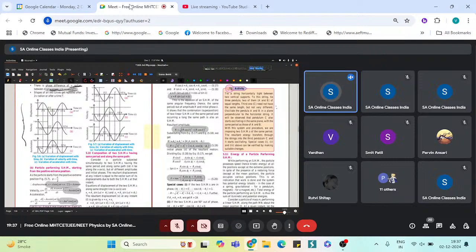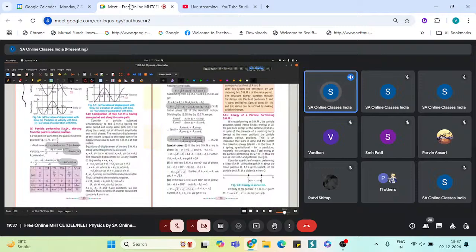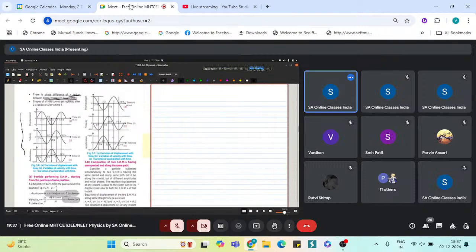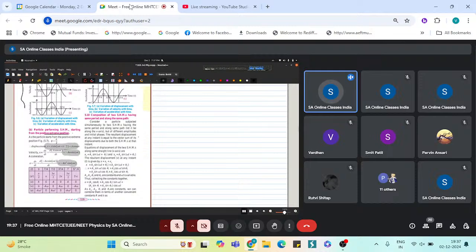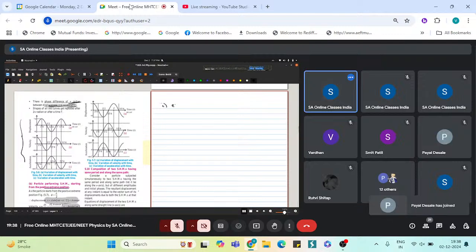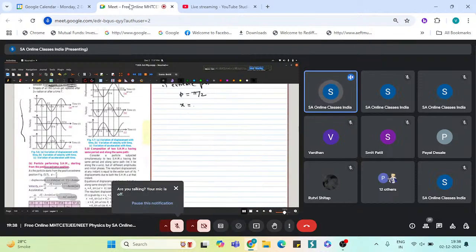So this was the case if your particle is starting from the mean position. And now they have also given the case for particles starting in the extreme position, so positive extreme position. And we know that if the particle starts from extreme position, the phi is pi by 2. The phase difference is pi by 2, and so that essentially gives displacement of A cos omega t, instead of A sin omega t.